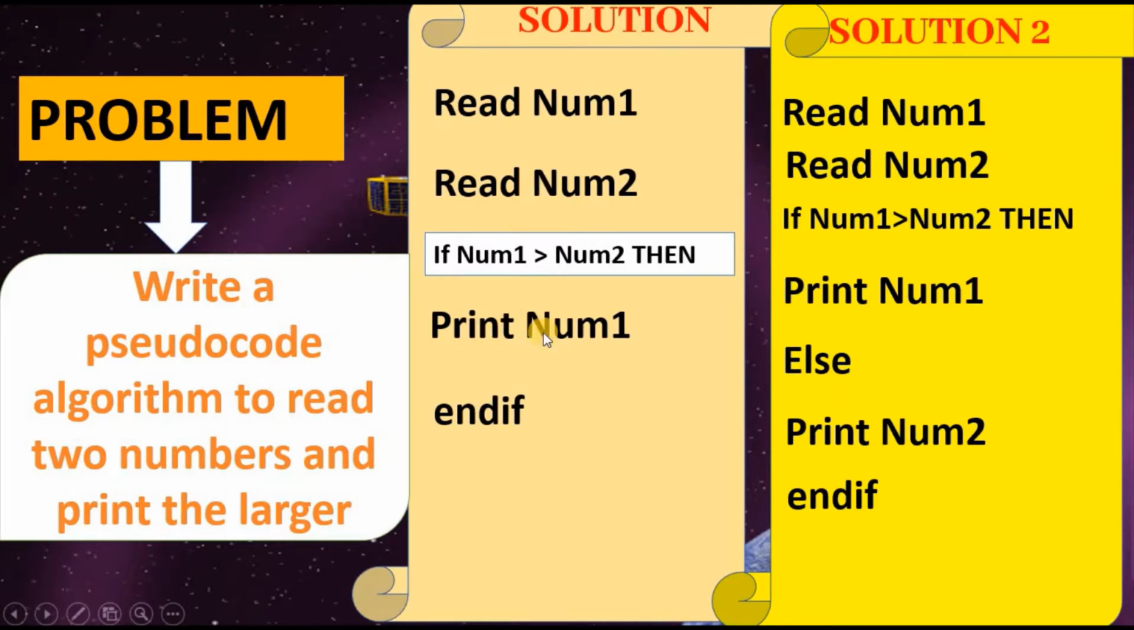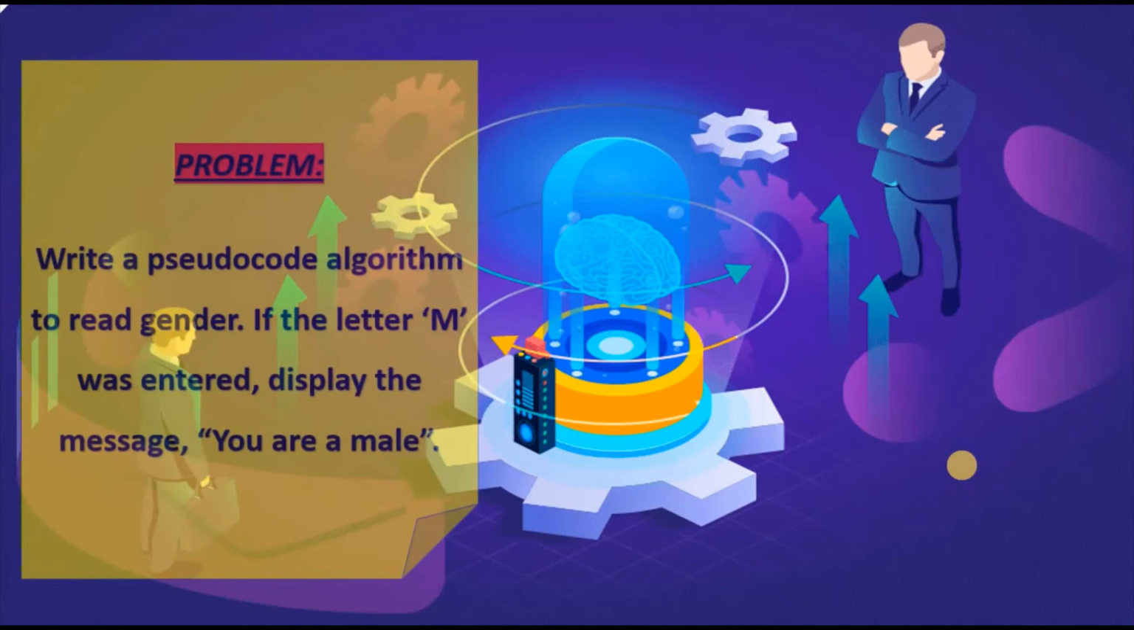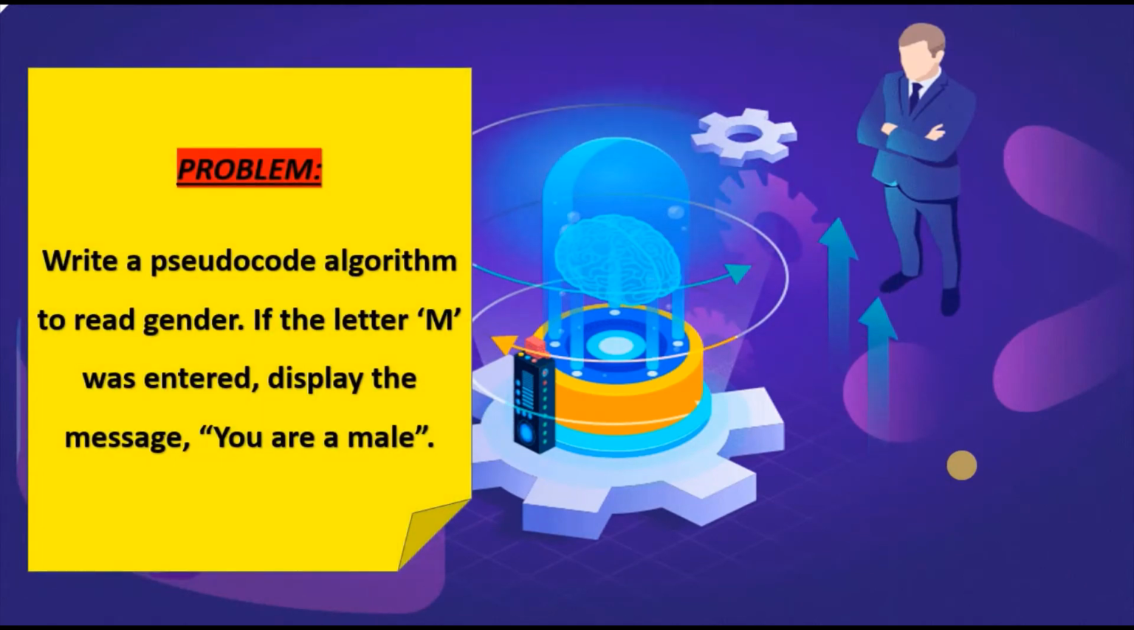So we're seeing where we had one option and then we had to make a decision between the two in another instance. Let's take a look at the next problem. The problem indicates to write a pseudocode algorithm to read gender. If the letter M was entered, then we would display a message saying you are a male. So the first thing we know we would be required to do is to read gender.